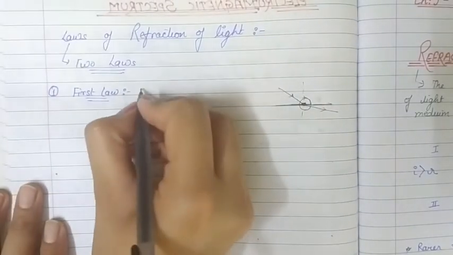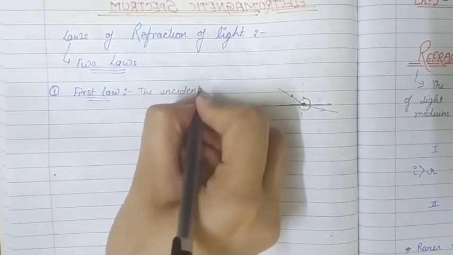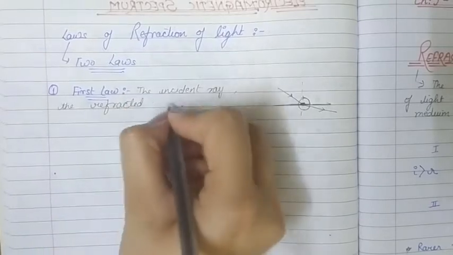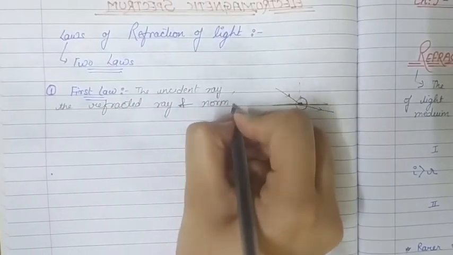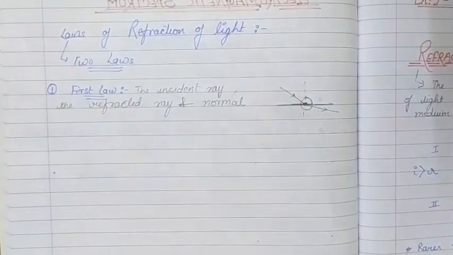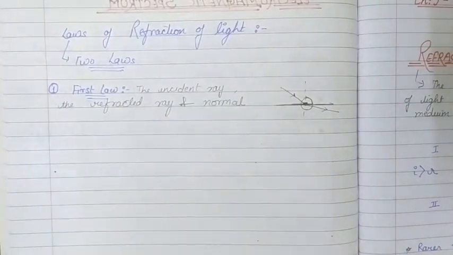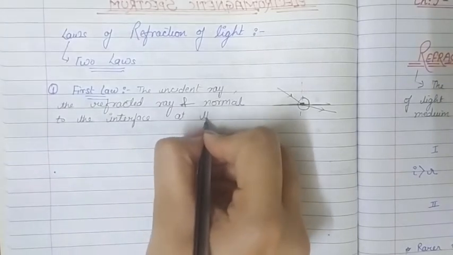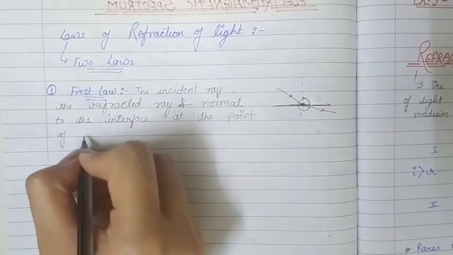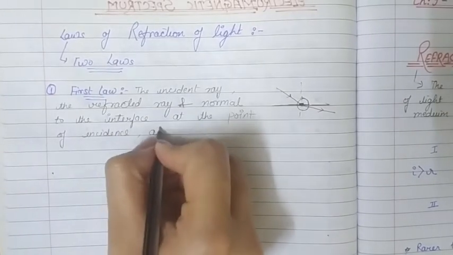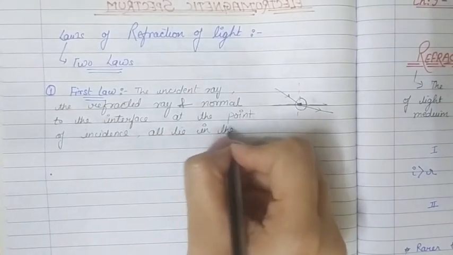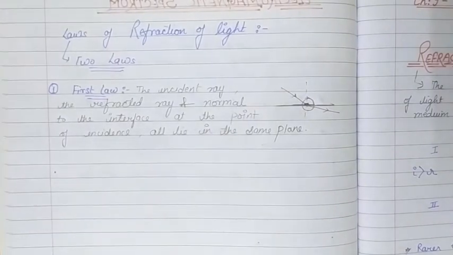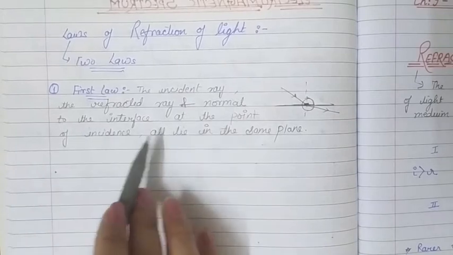So at the point of incidence, incident ray, refracted ray and normal all lie in the same plane. So the first law states that the incident ray, the refracted ray and normal to the interface at the point of incidence all lie in the same plane. So this is the first law of refraction, that incident ray, refracted ray, and normal to the interface at the point of incidence all lie in the same plane.